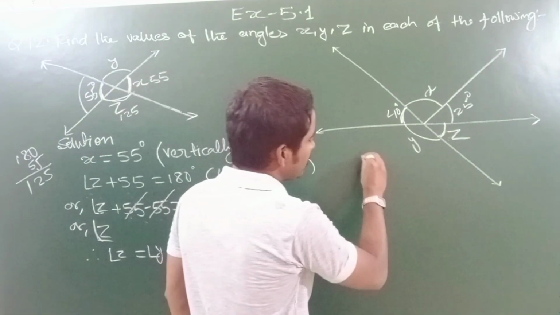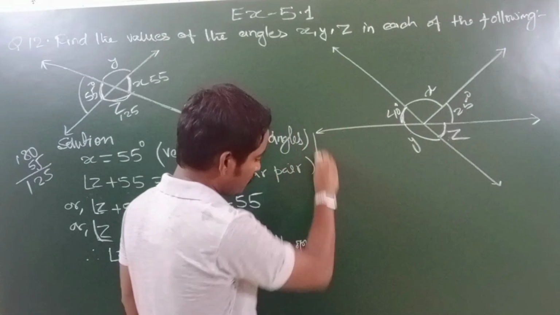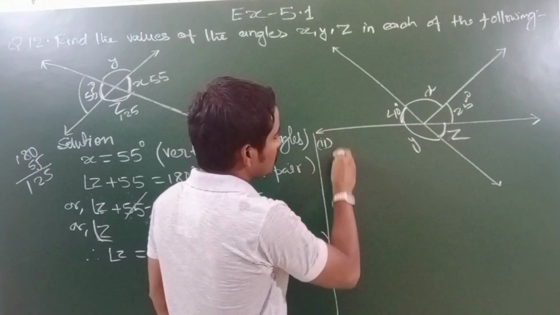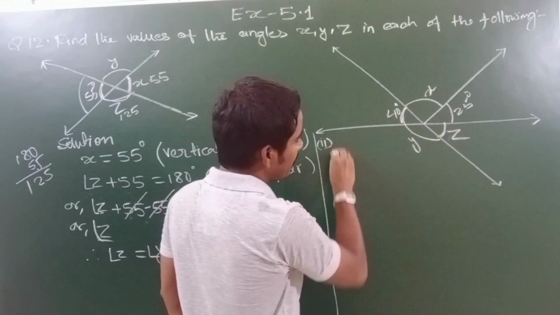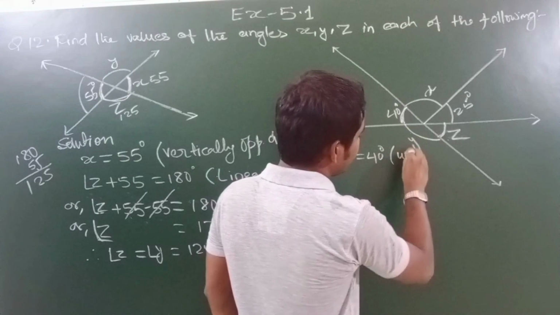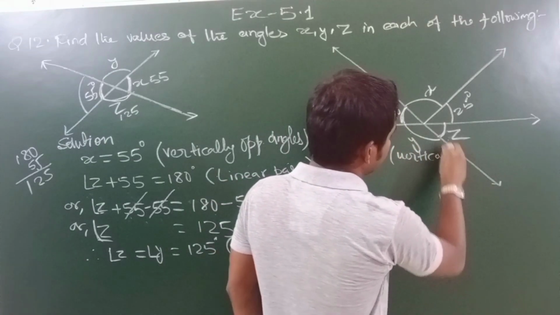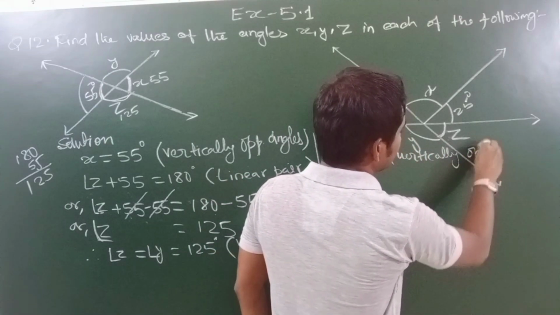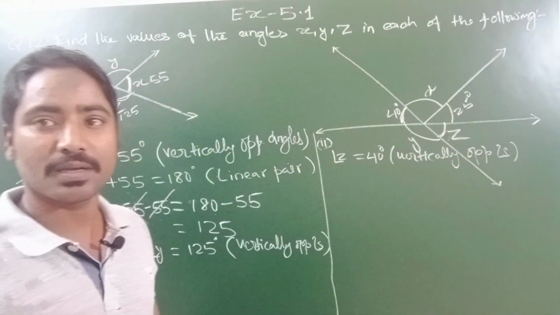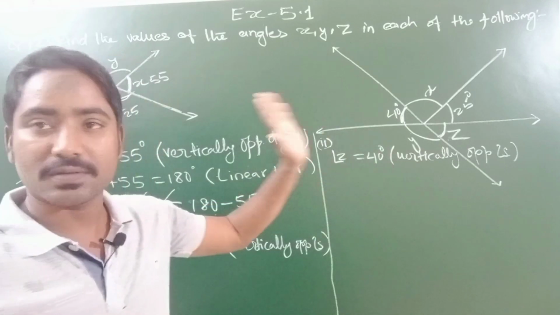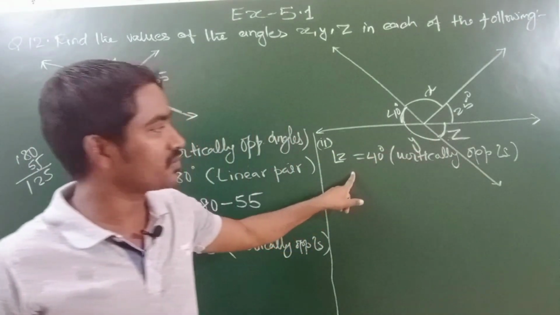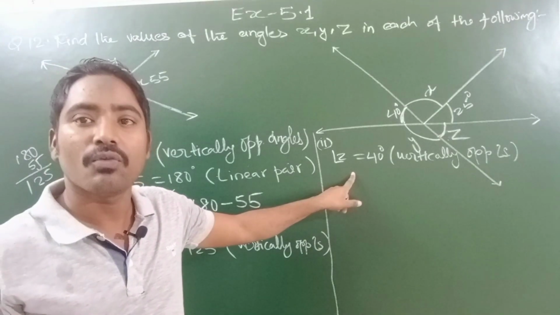Okay, so here we will write in segment number 2 students, I am solving segment number 2 here. So here we will write angle z is equal to 40 degree, and in reason we will write vertically opposite angles. Okay, you have to write it completely here students. I am adopting shortcut method. Okay, it is done. One value we got, z is equal to 40 degree.